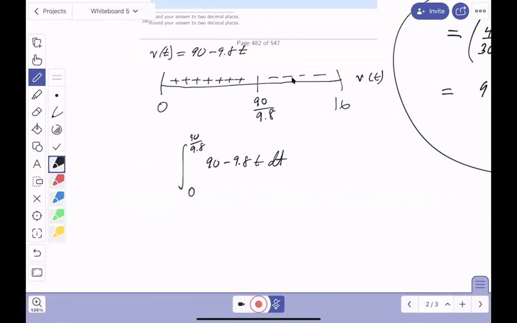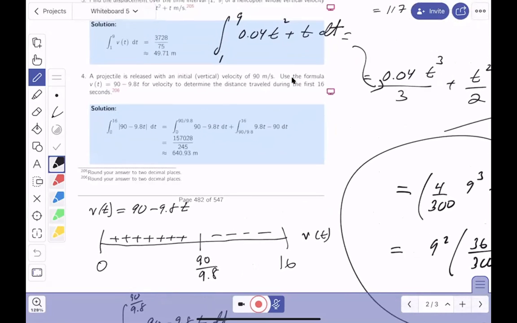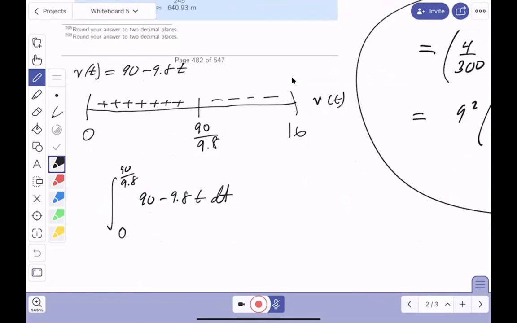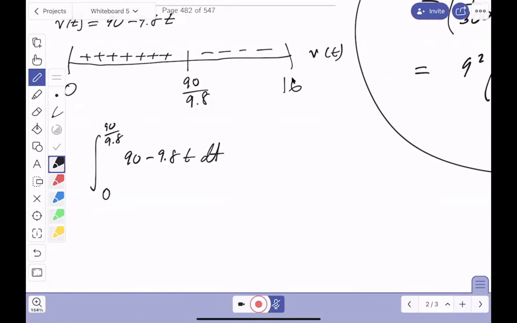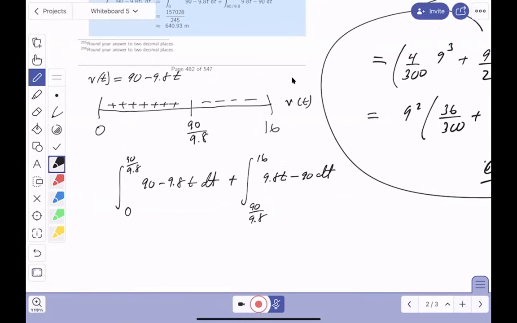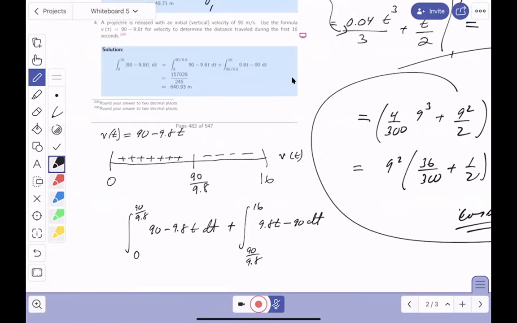Now again, I want to point out that this says distance traveled. So on the way down, it's the opposite of that. I'm going to write the way down now. That's going to be 90 over 9.8 to 16. The opposite, it's going the other direction now, so it's going to be 9.8t minus 90 dt. Now, granted, they're kind of nasty integrations. Whoops, there's a plus sign between those guys. I just want to make sure you can see this written over here. All right, I got that written down for you.